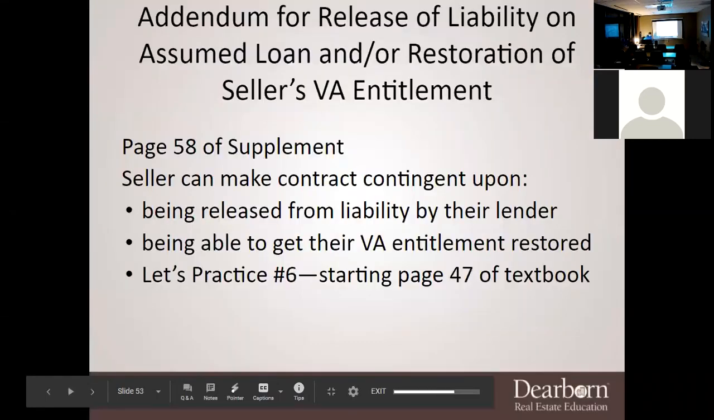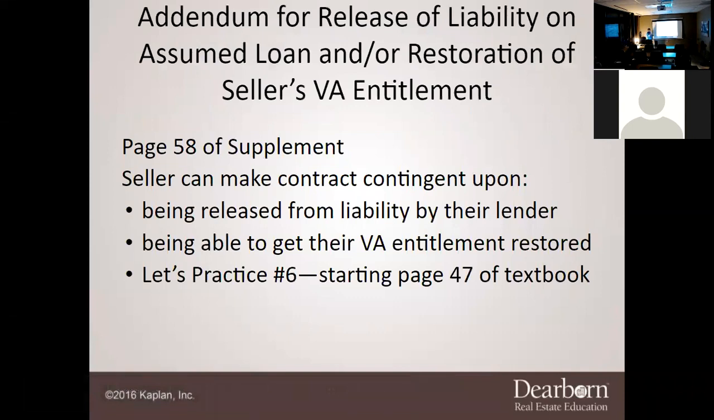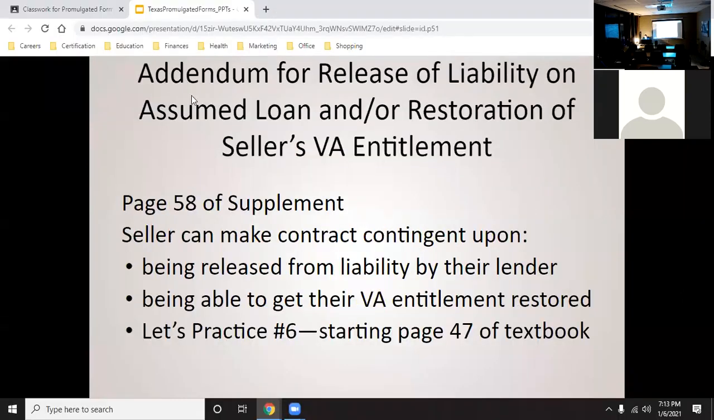All right, now, the addendum for release of liability or the assumed loan and or restoration of the seller's entitlement. Now, the seller can make the contract contingent upon being, number one, released from the liability by their lender, okay? They can also get their VA entitlement restored. And what we're going to talk about in this particular situation is, let me pull that form up as well.